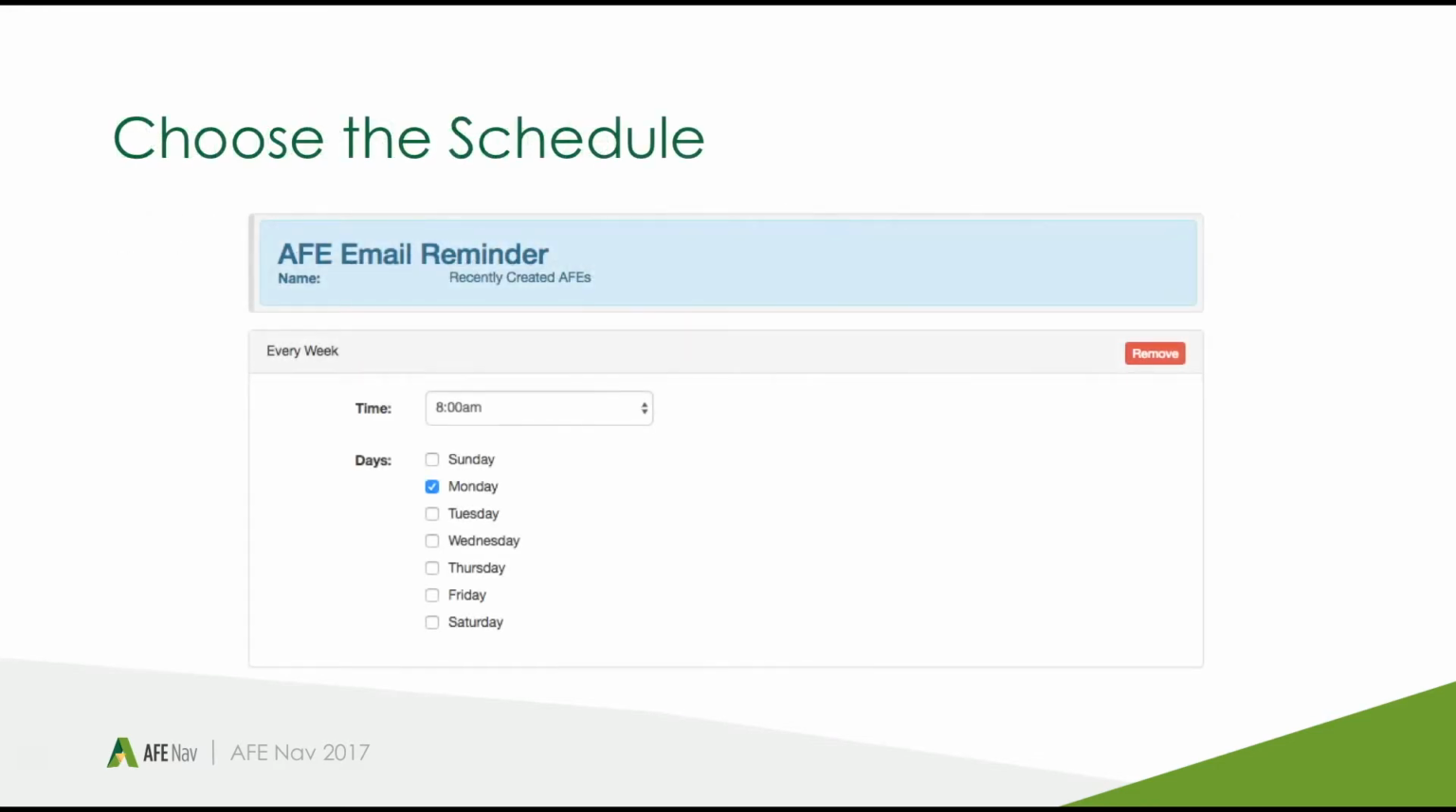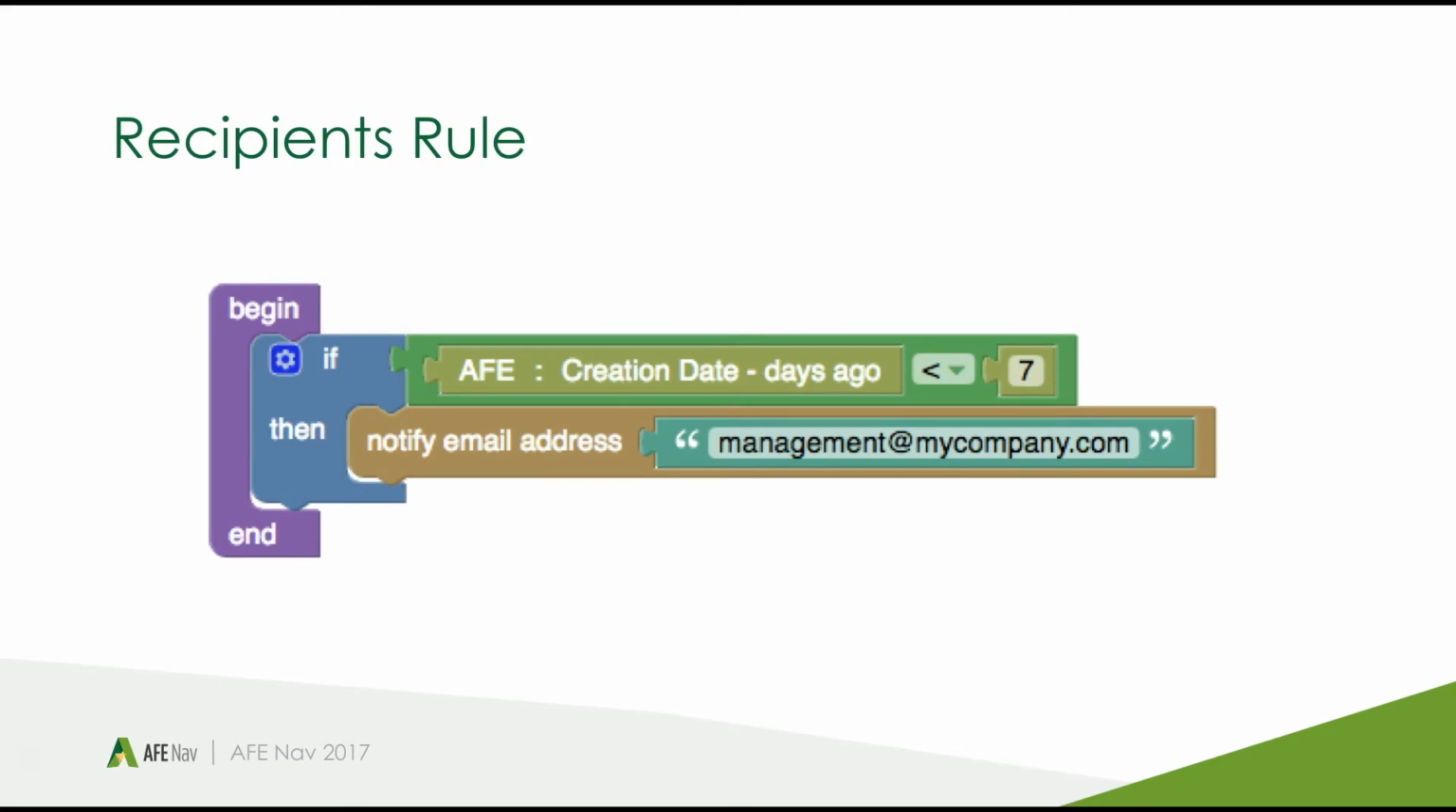First, we configure the schedule for a reminder. In this case, I have it set to Monday at 8 a.m., but AFE Navigator also supports building monthly schedules such as reminders that run on the second day of the month or the third last day of the month. When the reminder runs, AFE Navigator will evaluate the recipient rule against each AFE or RTD in the system. The recipient rule behaves a lot like a filter. If the rule returns any recipients, then that document is included in the reminder for that recipient. In this example, our recipient rule is very simple. If the AFE was created less than 7 days ago, it notifies the management team. So a reminder to the management team will be created that includes all AFEs created in the past 7 days.